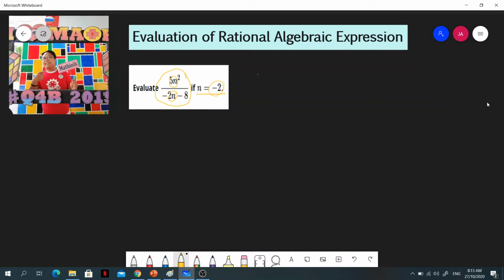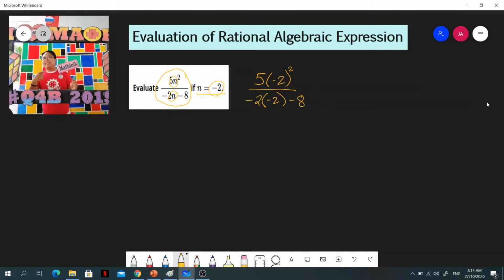So, 5, copy 5. Tapos, yung n daw natin is negative 2. So, negative 2. Papalitan natin si n ng negative 2. Kasi nga daw, n is equal to negative 2. Tapos, squared. And then, negative 2. Tapos, yung n daw is negative 2. Palitan pa rin natin. And then, minus 8. And then, after you do the substitution, okay, so perform the arithmetic operation.